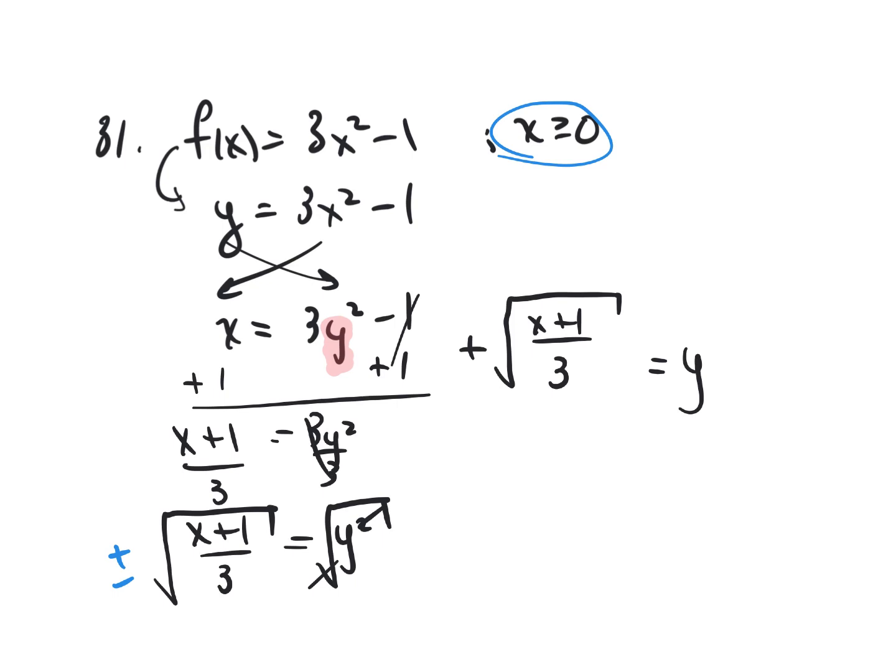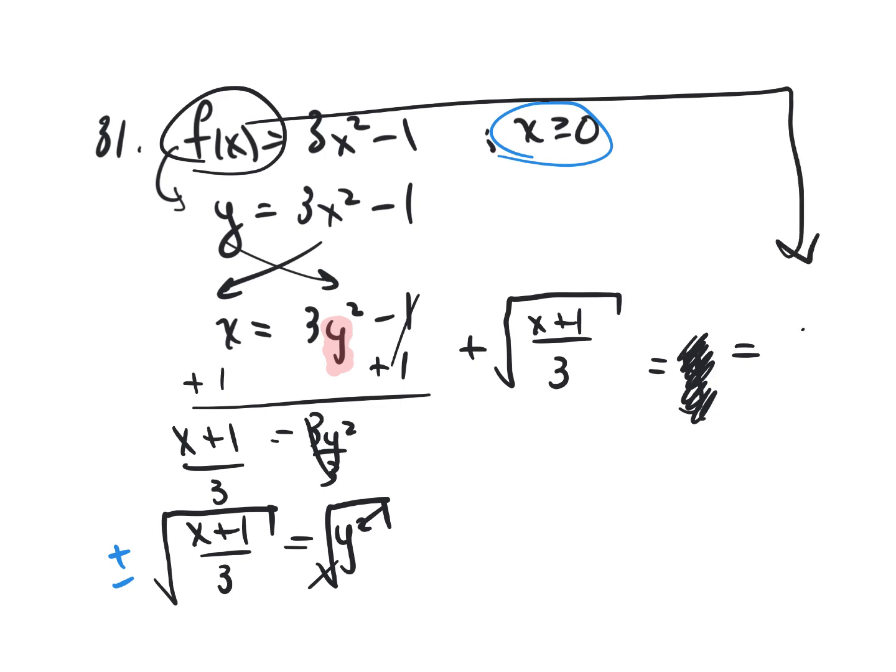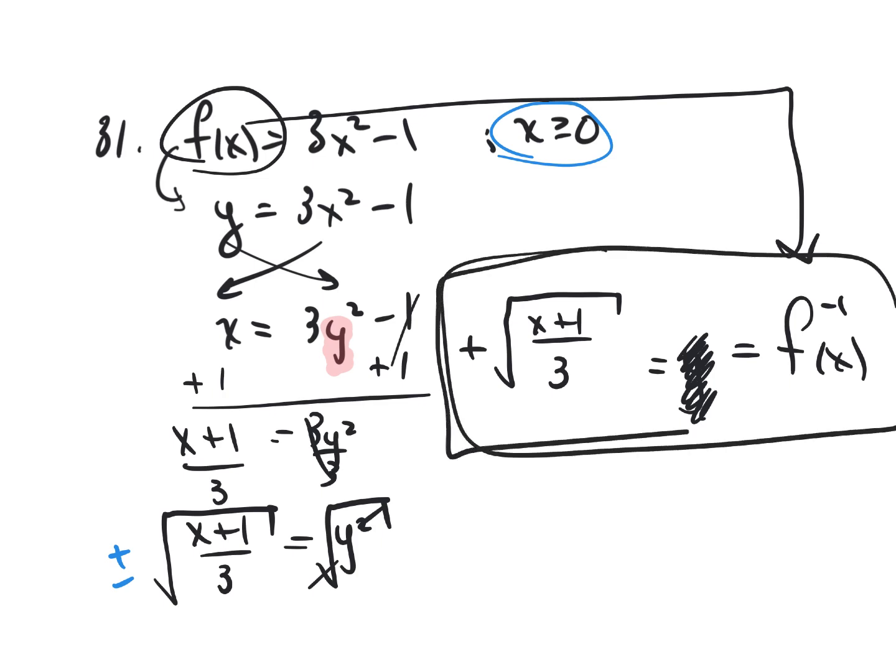Okay? And again, what we do is we don't write our answer as y equals. We go back to the original name. In this case, it was f of x. And we attach the little -1 superscript. And that would then be the inverse of the original function.